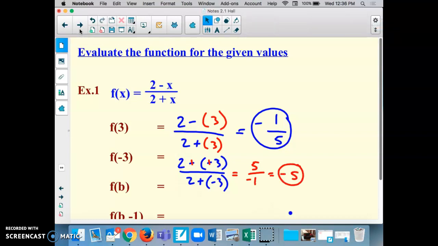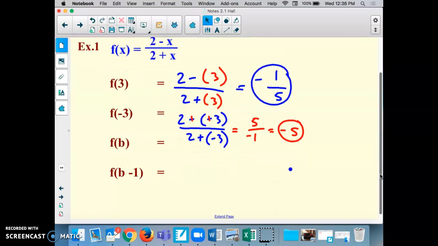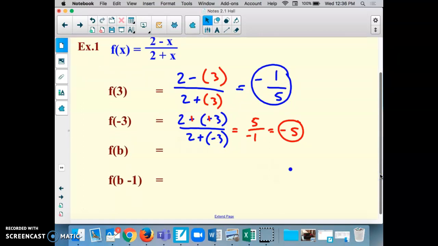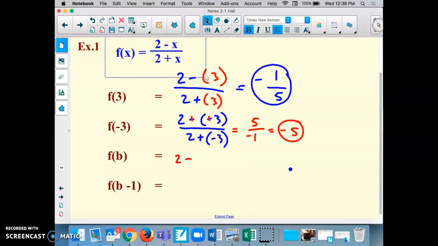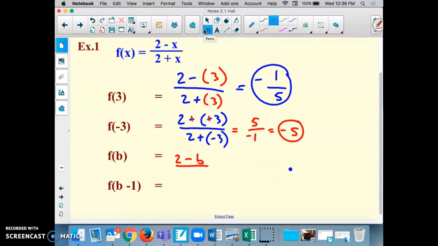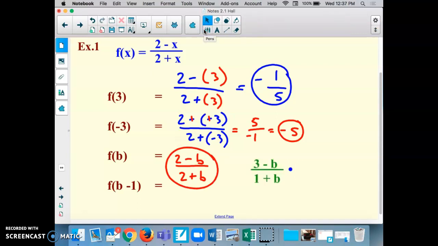Now let's evaluate for the value. In this case, instead of a number, they want us to use b. Let me slide this down a little bit. In the place of x, let's put b. So we had 2 minus, in the place of x right there, I'm now going to plug in b. So 2 minus b over 2 plus b. That's my final answer. It's all I can do. All right, there's the answer where it says 3 minus b over 1 plus b. That's for the last one.